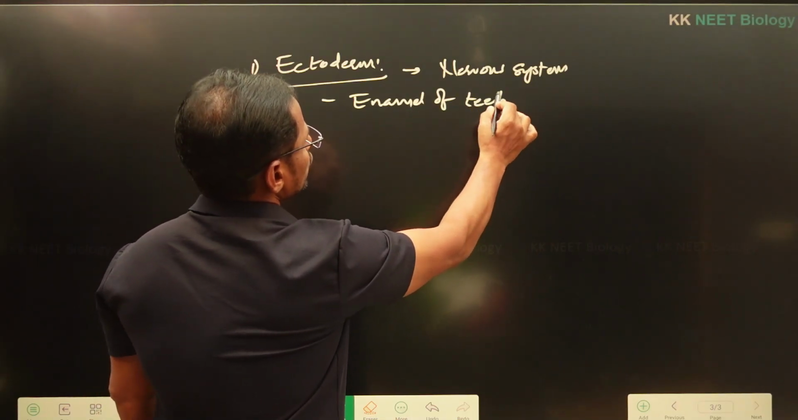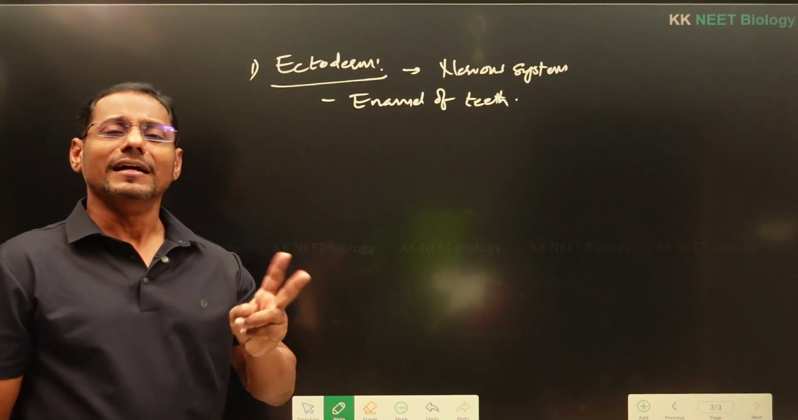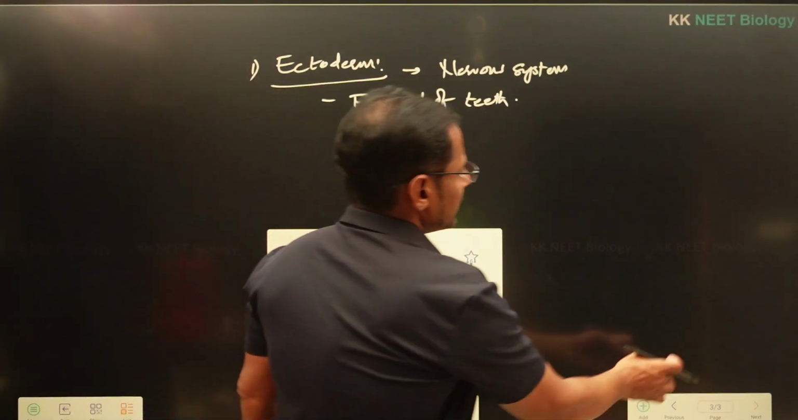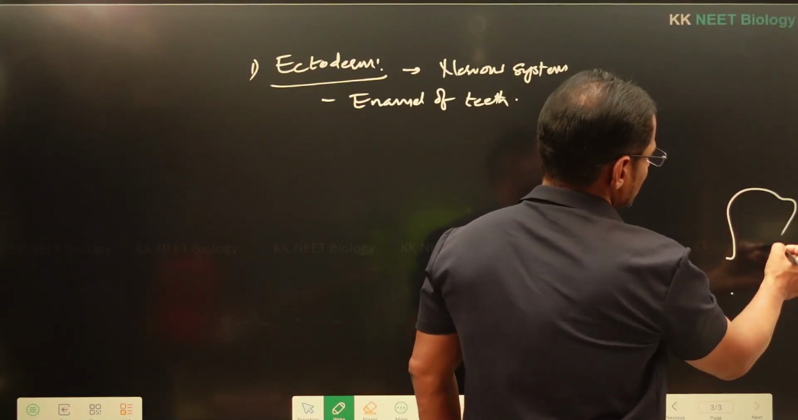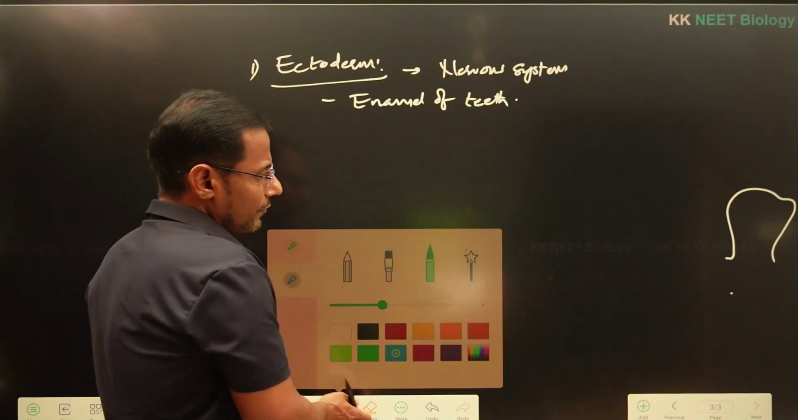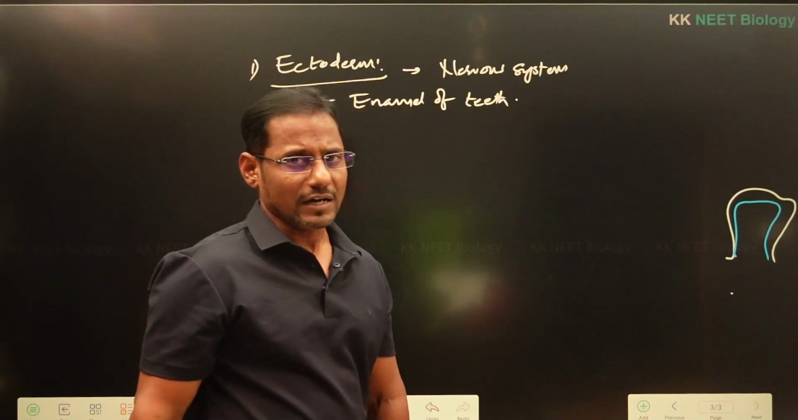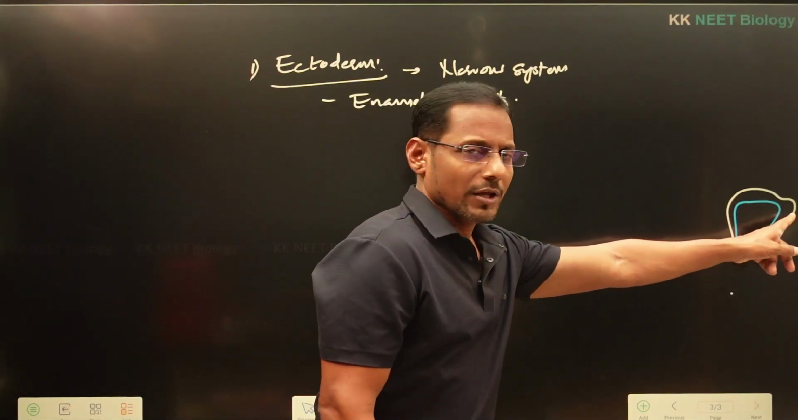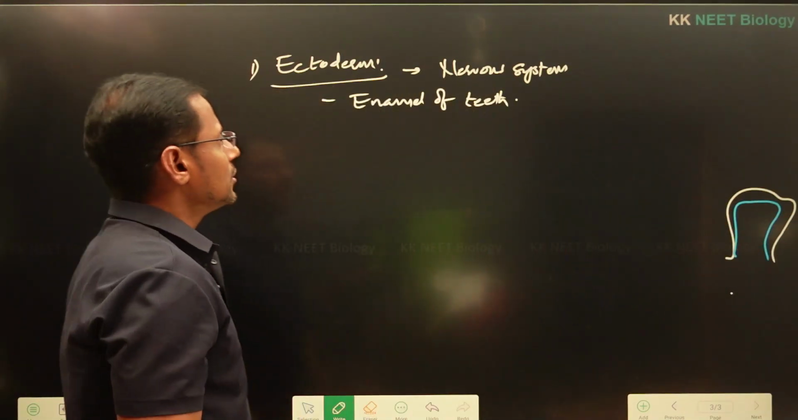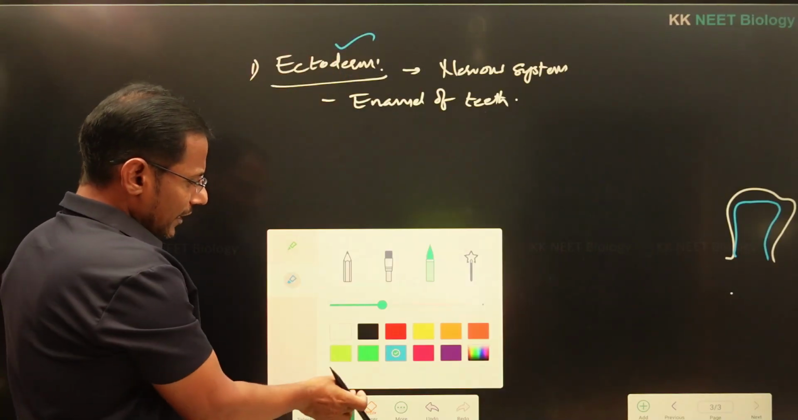Remember this one. You should not confuse here. Enamel is different and dentin is different. Enamel is the topmost, outermost layer of the teeth. When we come to the structure of the teeth, that is made up of dentin, right? So this particular enamel which is present on the teeth is the derivative of ectoderm only.